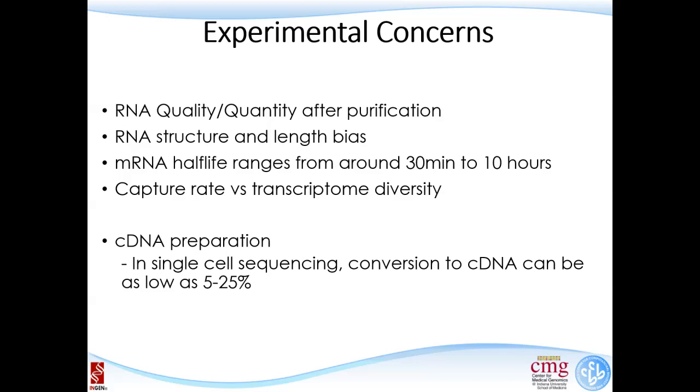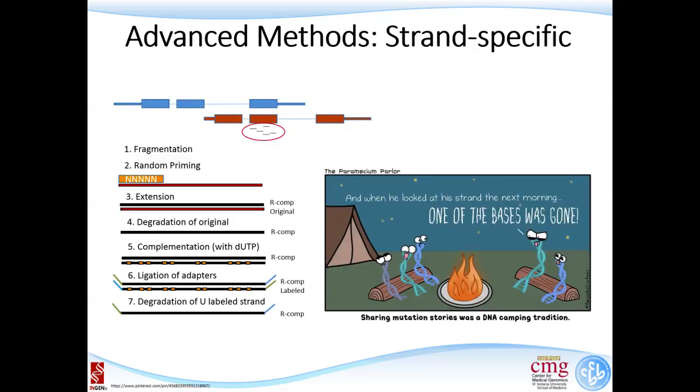And then lastly, while this generally isn't too much of a concern with bulk sequencing, it's important to note that in single-cell sequencing, conversion to cDNA can be pretty low. It can only be 5 to 25% of the mRNA that's present in a single cell. And so this comes into play for building these networks.